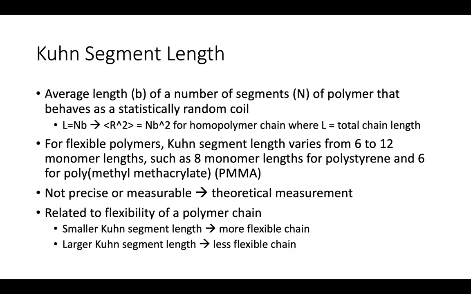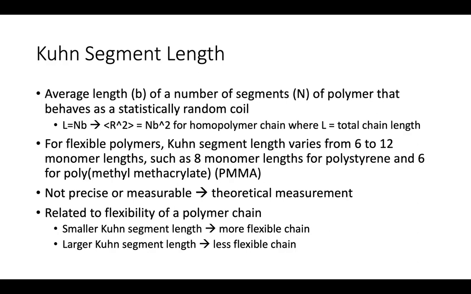So the Kuhn segment length is the average length b of a number of segments N of polymer that behaves as a statistically random coil. So L is equal to N b. And so the root mean square end-to-end distance would be N^(1/2) b for homopolymer chains, where L is the total chain length. So essentially, we can use the Kuhn segment length to relate to the total chain length and also the root mean square end-to-end distance.